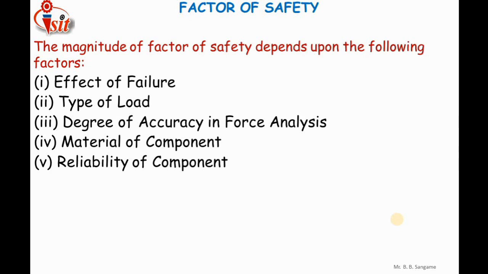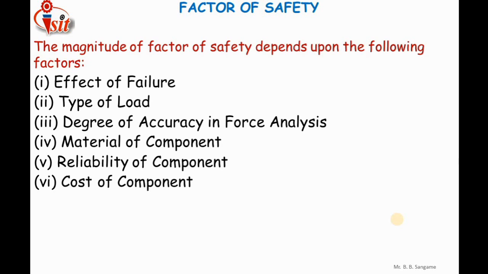Next is the reliability of the component. In certain applications like continuous process equipment, power stations, or defense equipment, a high reliability of the component is expected. In these kinds of cases, the factor of safety increases with increasing reliability. Obviously, the reliability of defense equipment or any fighter plane should be high. For higher reliability, a higher factor of safety should be selected.